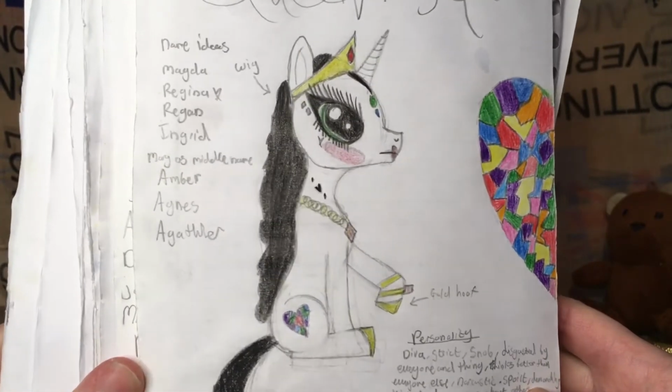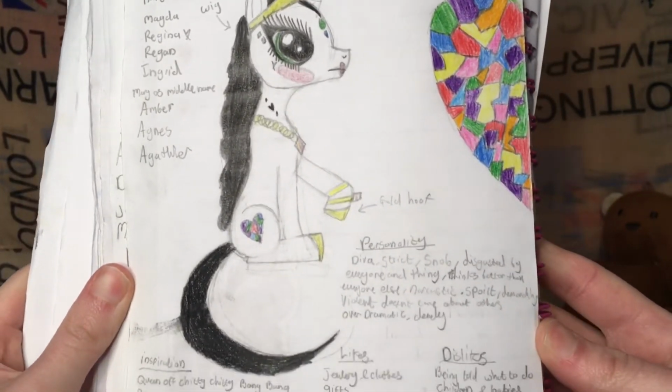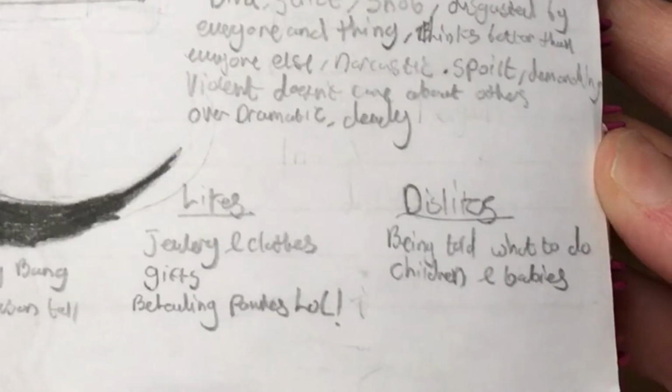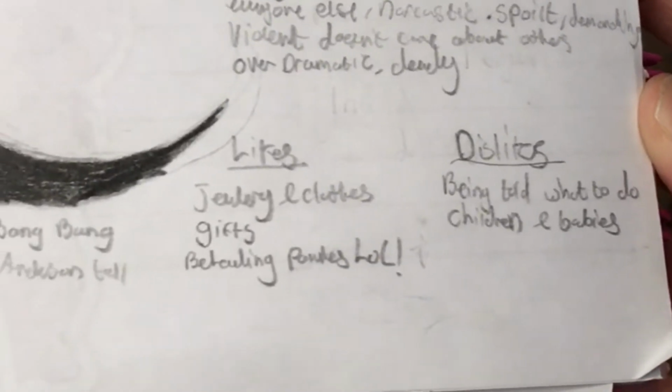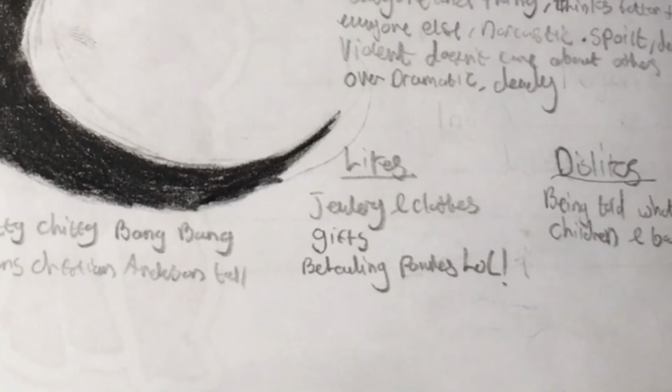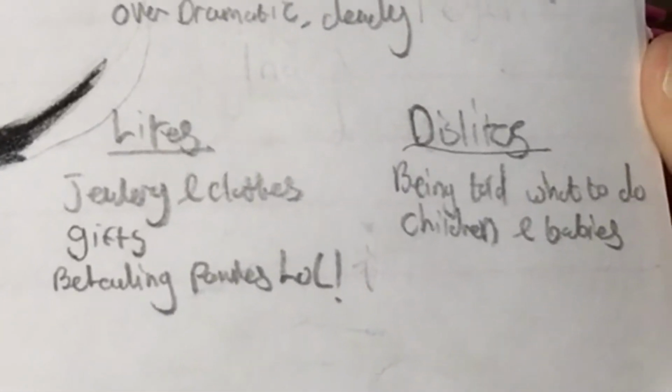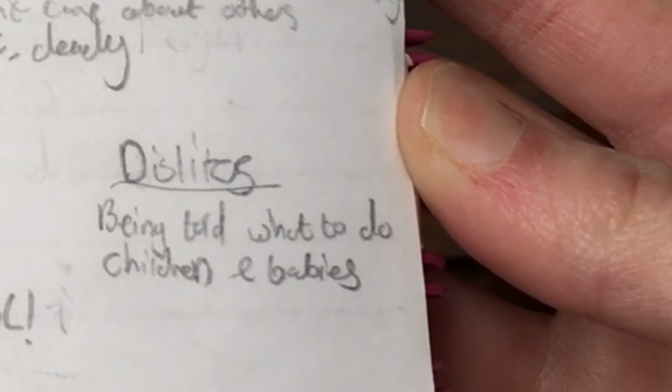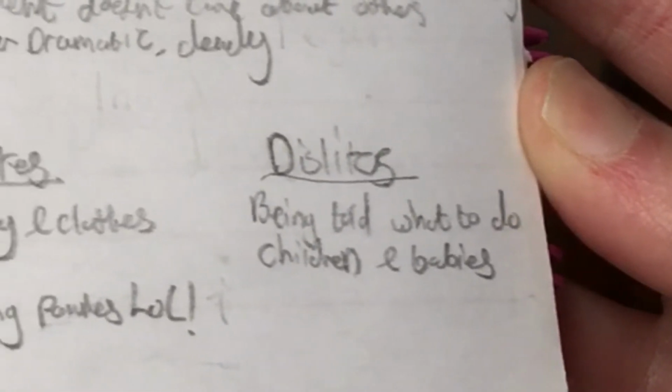And I also want to give them a removable tail as well, so I can change the colour of the tail and style, etc. I also wrote some of their likes and dislikes, so they like gifts and jewellery and clothes, and they like beheading ponies, lol. They hate getting told what to do because they're a queen, and they also hate children and babies.